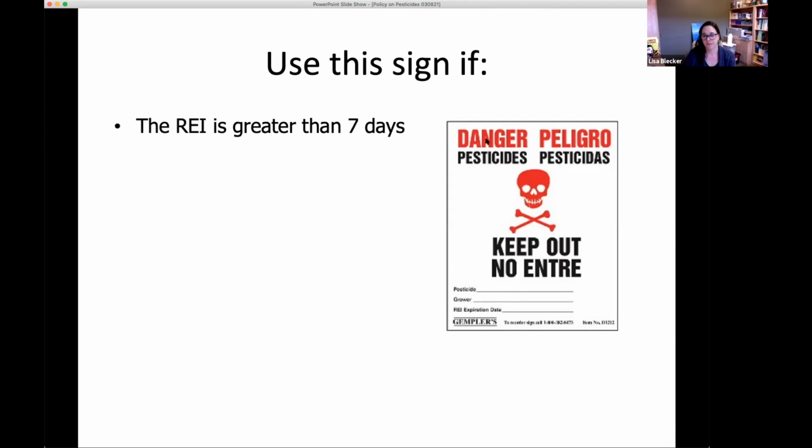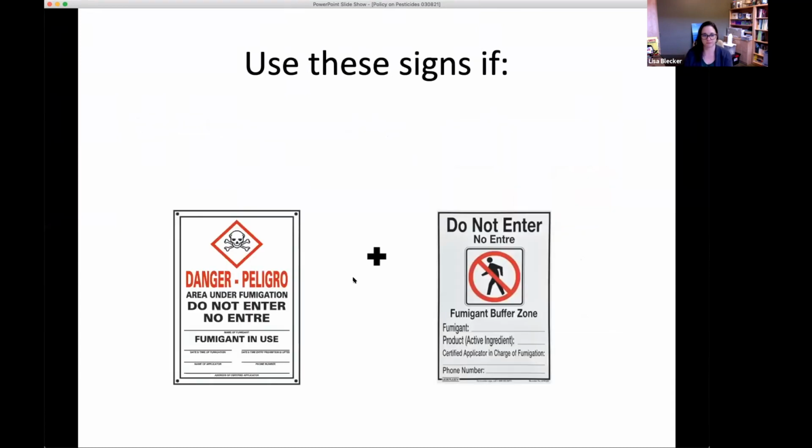So if you choose to use the sign, even if you don't need to, you still have to fill in the blanks. So you have to say the pesticide, the grower, which means just the person responsible, and when the REI expires. I'm sure most people are not applying soil fumigants in there, but if you are, then you probably already know this. There's a special posting sign for soil fumigants, and then there's a buffer zone posting for the soil fumigants.